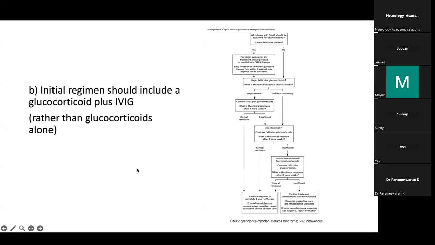IVIG, steroid plus rituximab or cyclophosphamide can be used as an initial regimen in this disease.